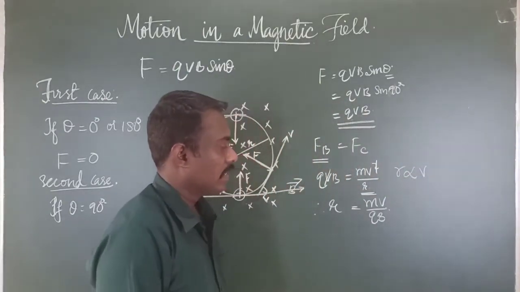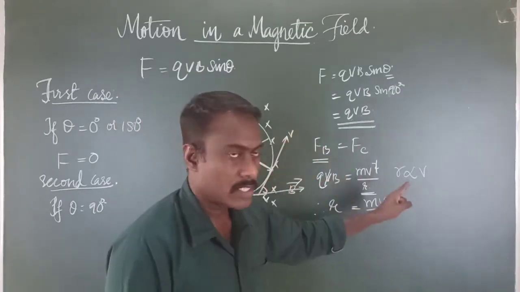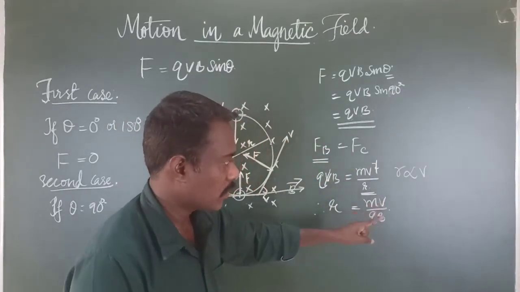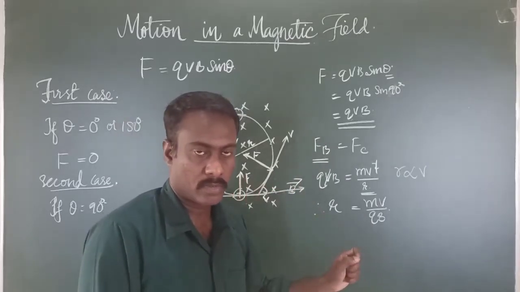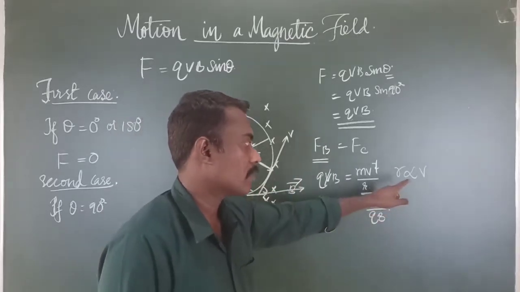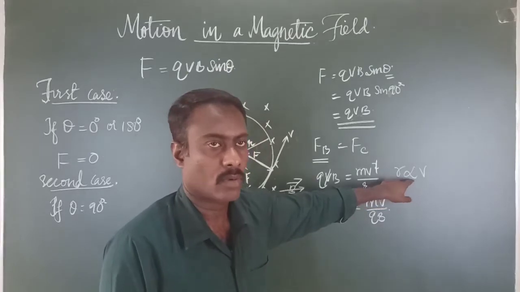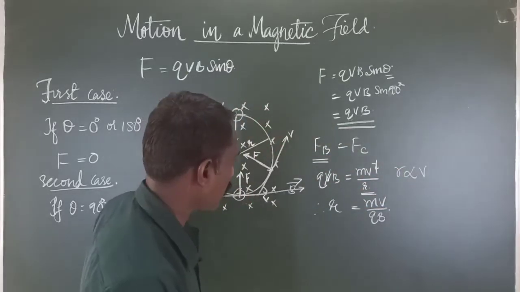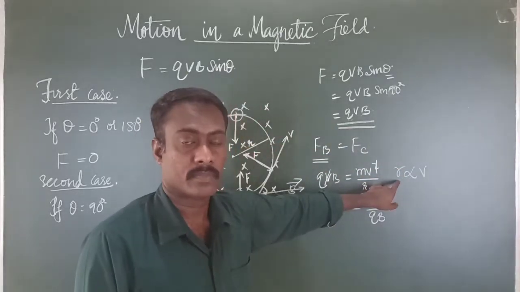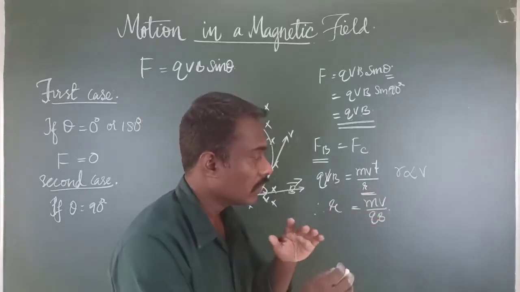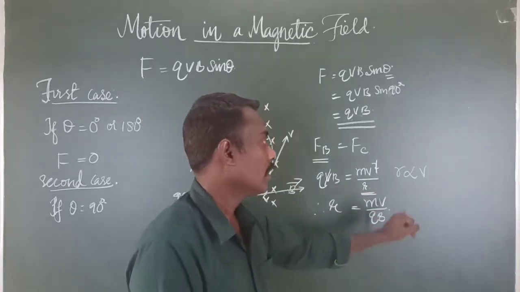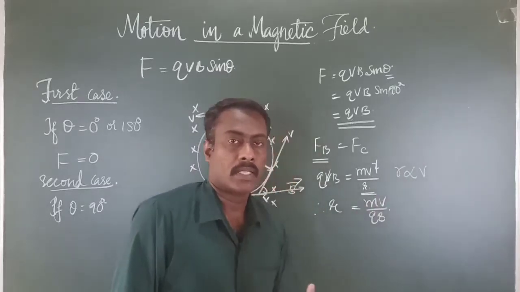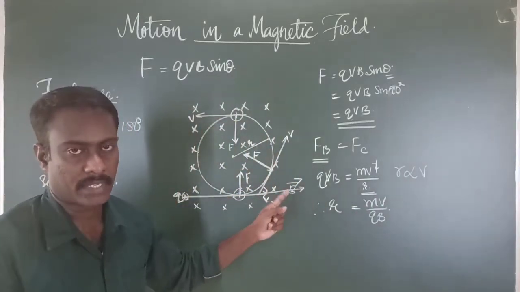So that means if a charged moving particle is entering the magnetic field with a large velocity, then it describes a circular path having a large radius. As the velocity of the moving charge increases, the radius of the path it follows also increases.